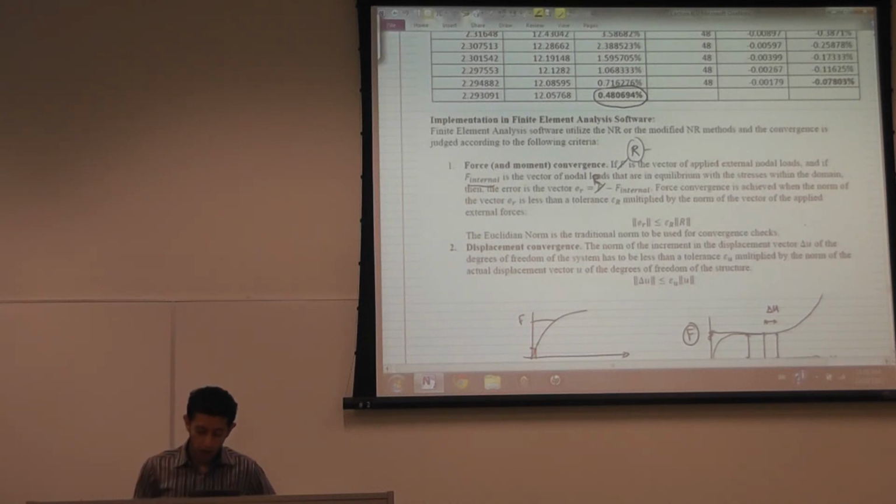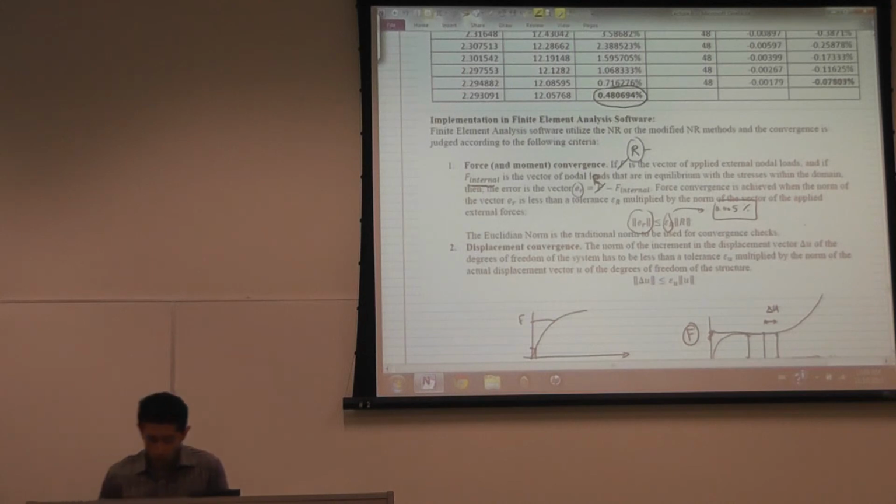Comparing this with this, R minus the internal forces is a vector of what we call the residual forces in the structure. And the finite element analysis software makes sure that the residual forces are less than whatever number, maybe 0.005%, depending on whatever numbers they use. They make sure that this is less than a certain percentage of the residuals.